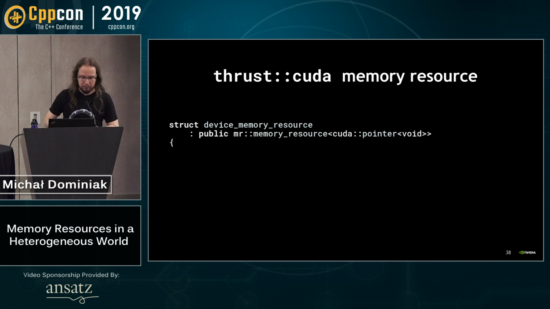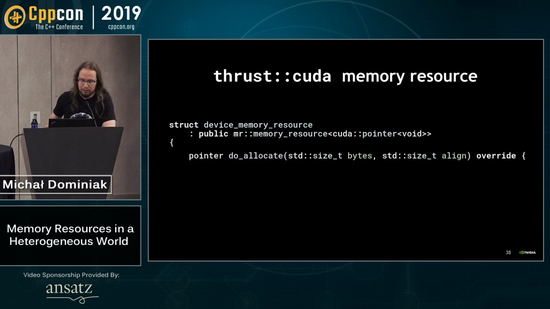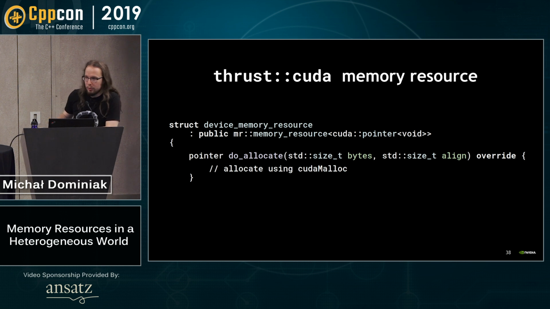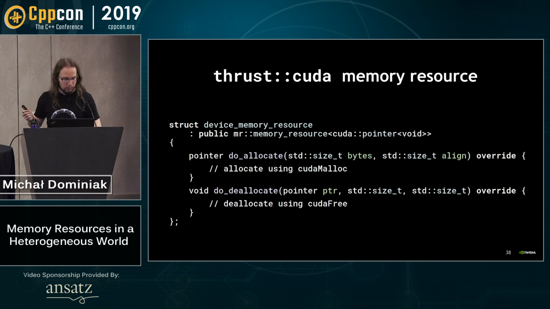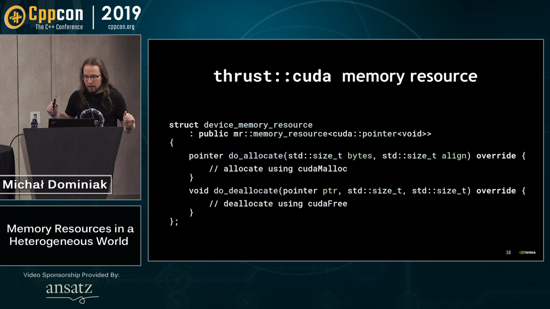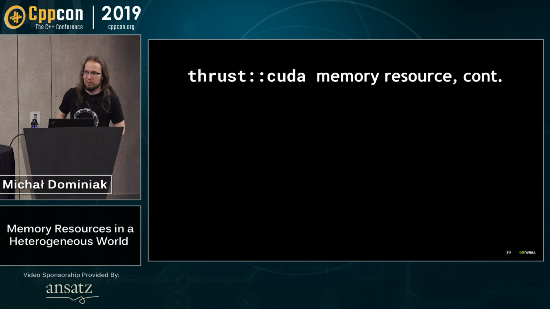All right, so the actual memory resource that provides us memory from CUDA Malloc looks something like this. We have a resource that derives from the memory resource for CUDA pointers to void. And then we have do_allocate, which is, again, going to do mostly the same as previously. And we have do_deallocate, which is, again, going to do mostly the same thing. Seems reasonable?